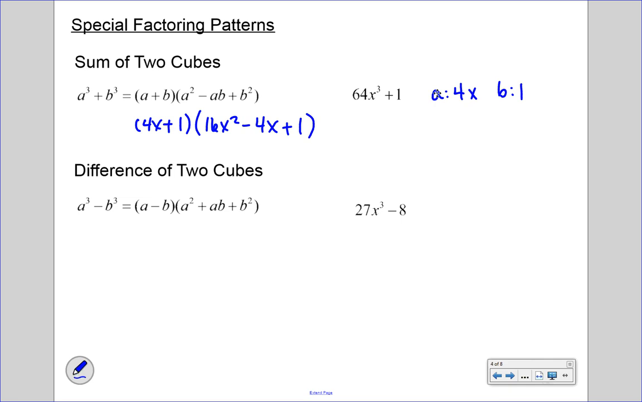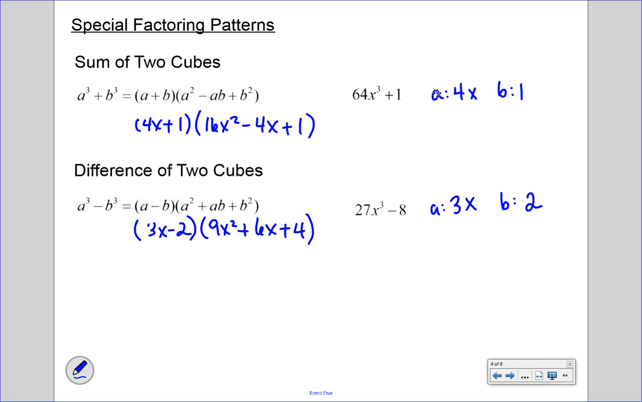Difference of two cubes is very similar. It's another pattern. If we have a cubed minus b cubed, we do a minus b times a squared plus ab plus b squared. Same thing for this one. I write down my a. The cube root of 27 is 3. Cube root of x cubed is x. And our b value, cube root of 8, is 2. So we're going to plug it into this pattern. So we have 3x minus 2. A squared is 9x squared plus 3x times 2, which is 6x, plus b squared, which is 4.